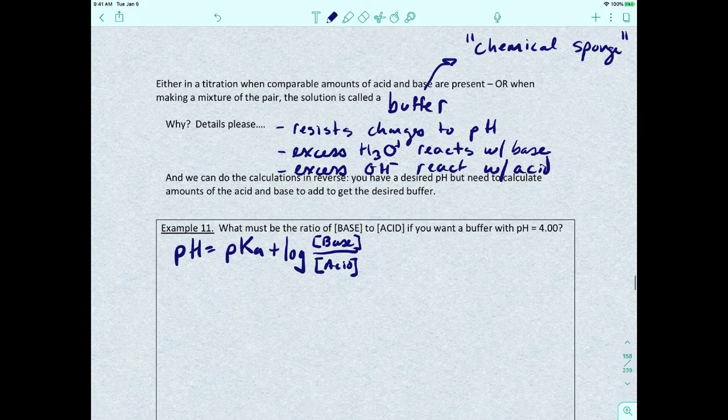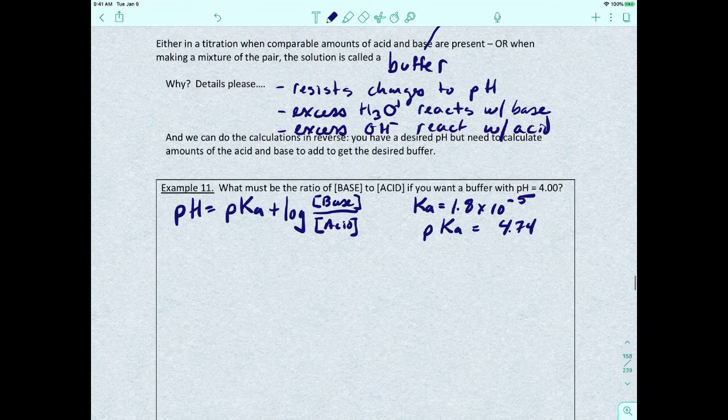Now, in the previous problem that we were dealing with, the Ka of acetic acid was 1.8 times 10 to the minus fifth. And since we calculated in the last problem, the pH was equal to the pKa, which was 4.74. So those are values that we were dealing with earlier. All right, so I want to know what's the ratio of base to the acid that I need if the pH of the buffer is going to be at 4.